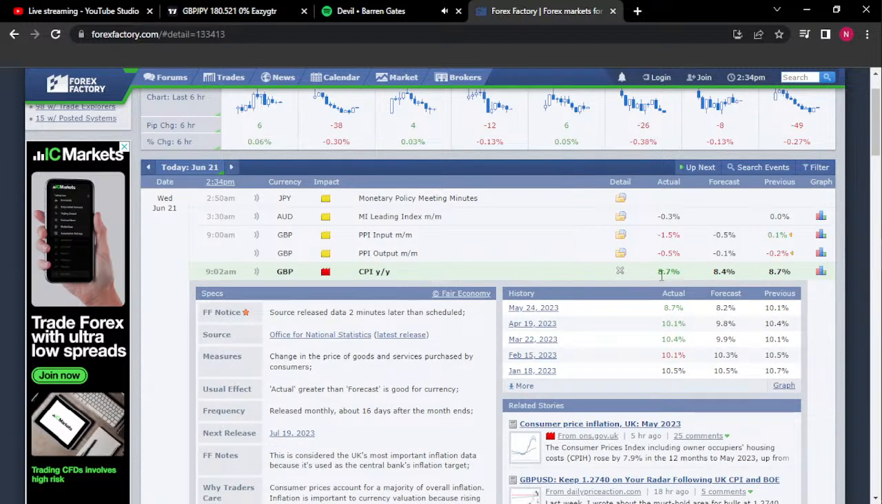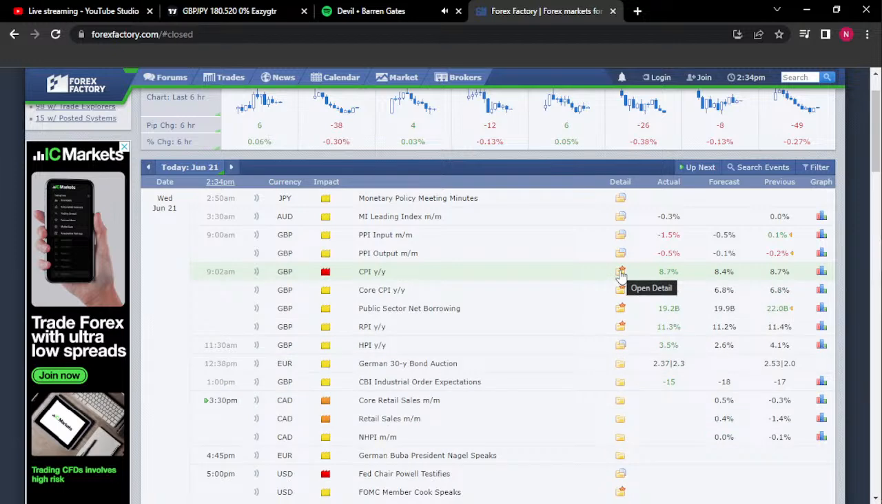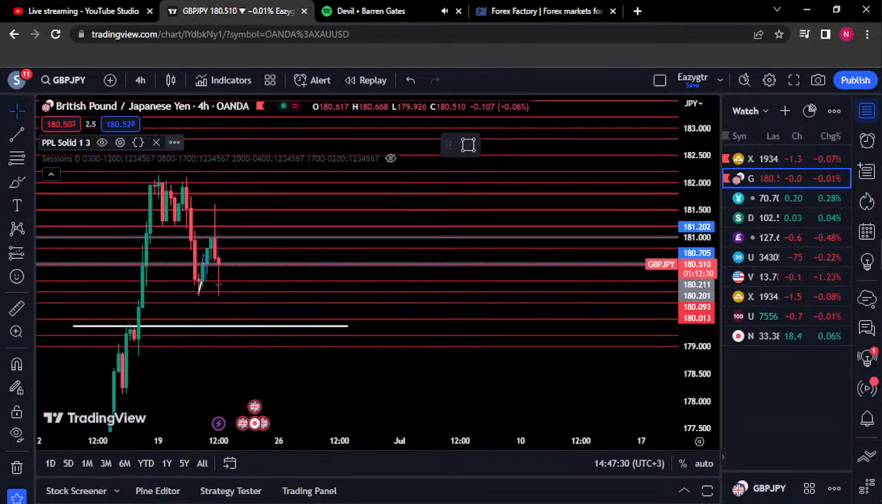So they had a higher CPI reading year on year. What this tells us is that the Bank of England is going to increase rates, and by increasing rates is going to increase the price of their currency, which is the British pound. The Japanese yen is still holding their loose monetary policy, therefore they're going to be weaker.